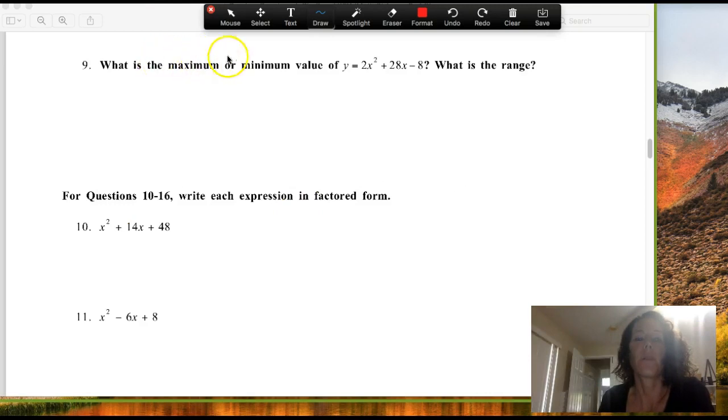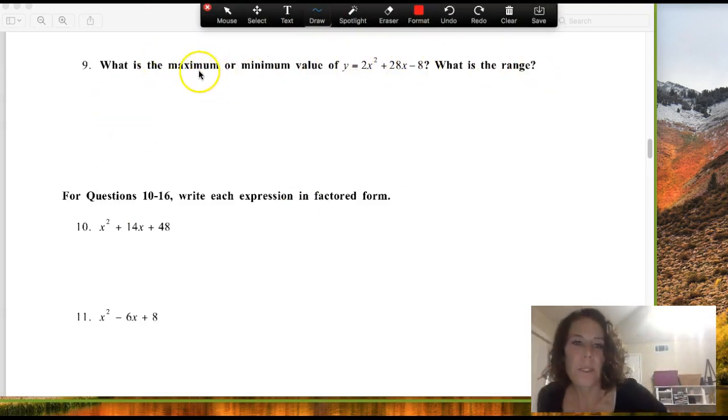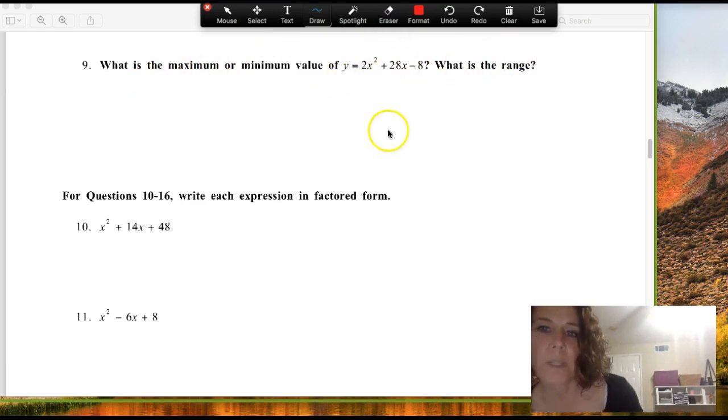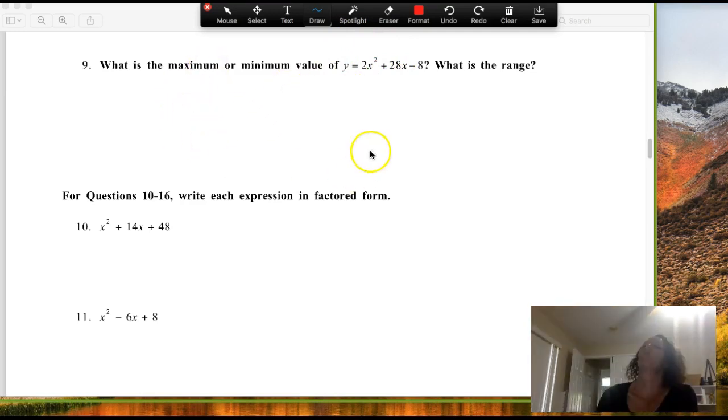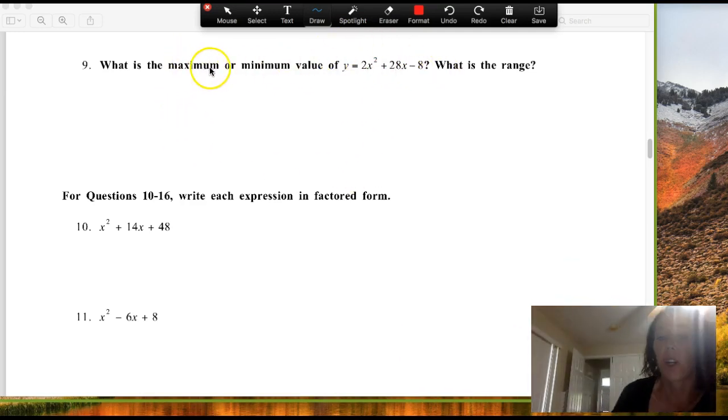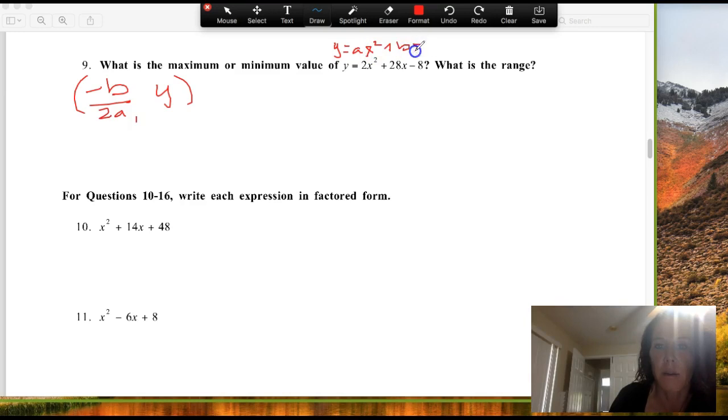Okay, number 9 asks what's the max or the minimum value and what's the range? Well, it's in standard form. We could put it in vertex form to see what the vertex is so we can figure out the maximum or the minimum, or we could just use our negative b over 2a and then plug that in to find our y value. So this is in standard form: y equals ax² + bx + c.